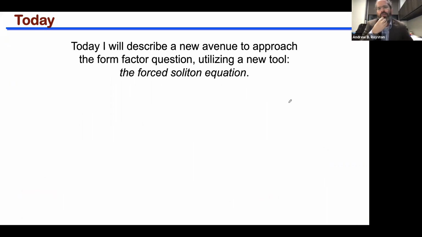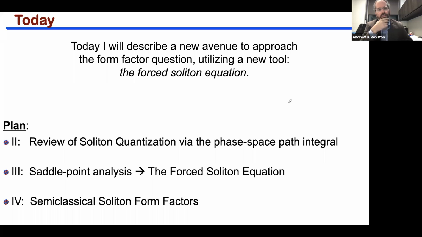So today what I'll do is describe a new avenue to approach the form factor question utilizing a new tool, the forced soliton equation. The plan is to review soliton quantization via the phase space path integral in this class of theories. Then we'll summarize a little saddlepoint analysis, which leads to the forced soliton equation and what that says about these semiclassical soliton form factors. But I'll pause here if there are any questions so far.